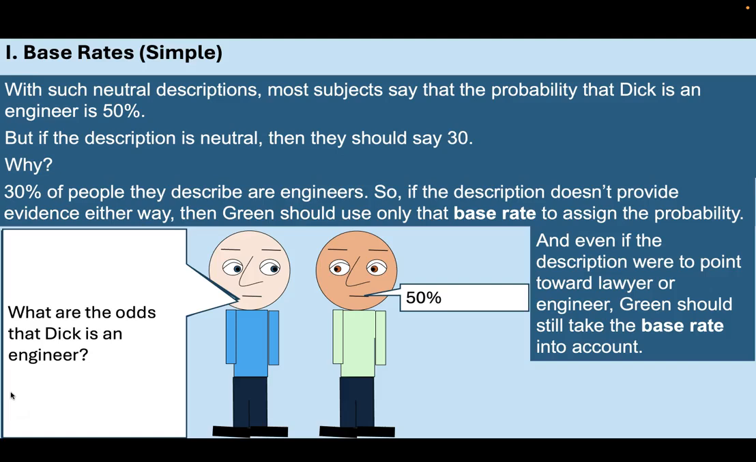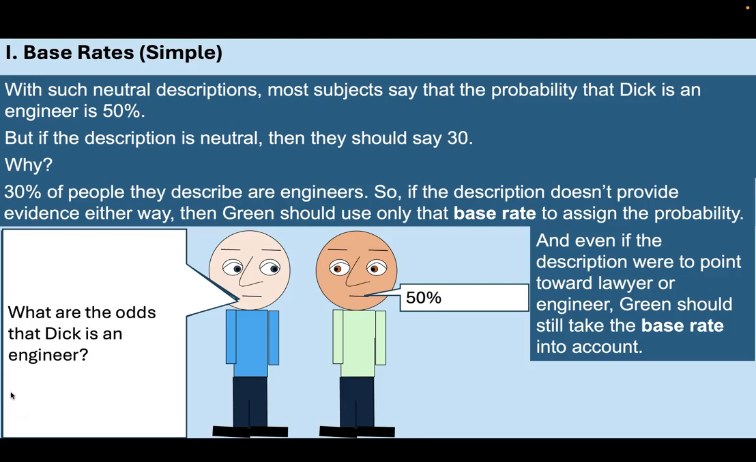So suppose the description added that Dick was a little better at talking than he is at math. Well, that points towards lawyer, right? But it doesn't point perfectly towards lawyer. There are certainly people who are engineers who are better at talking than they are at math. Maybe not a lot of them, but there are some. So even if being a bit better at talking than you are at math points a bit towards lawyer, it doesn't point towards it perfectly.